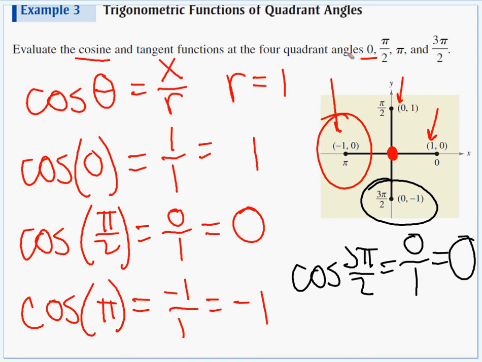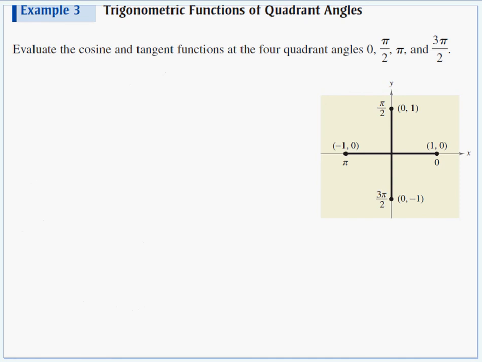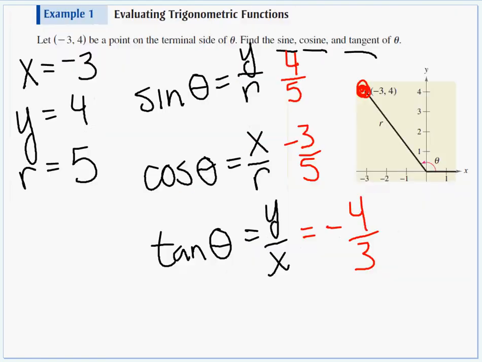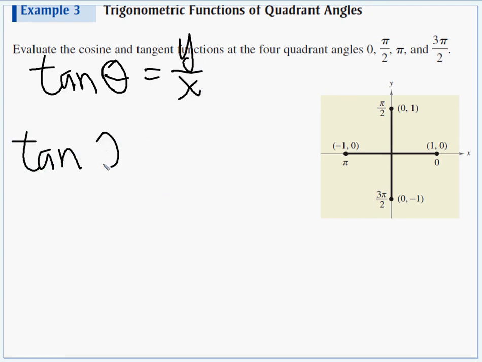Now we're not done because they also want us to find tangent. Tan of theta is y over x. Tan theta equals y over x. So I'm going to go to my first angle, 0 radians. My y-coordinate is 0. That goes up top. X-coordinate is 1. That goes in the bottom. 0 divided by 1 is 0.